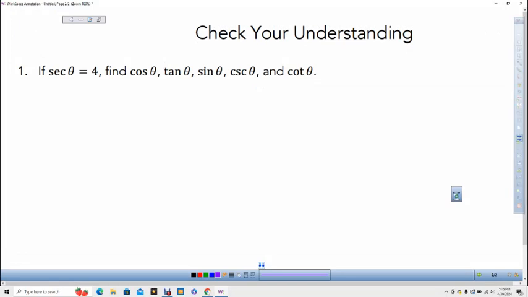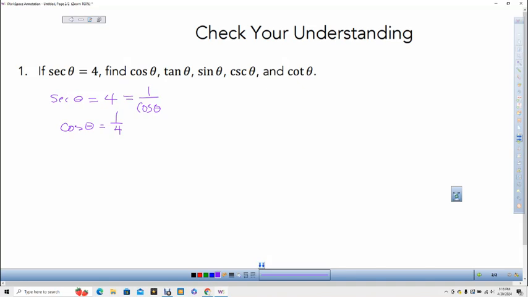So if we know that secant theta equals 4, that means that that's equal to 1 over cosine theta, and then we can flip this over and we get cosine theta is equal to 1/4. You could also multiply by cosine theta and then divide by 4 and get the same thing. But we know that cosine theta equals 1/4.